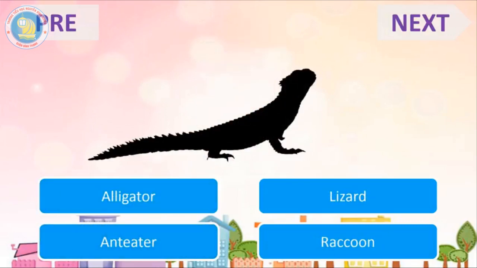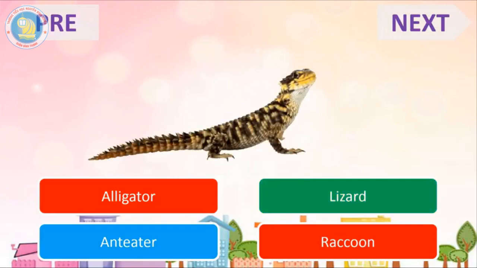Everyone, continue. You look at this and what's this? Is this an alligator? Alligator. No, it isn't. Is this a raccoon? Raccoon. No, it isn't. What's this? It's a lizard. That's right. Okay, everyone listen and repeat. It's a lizard. It's a lizard. Correct.